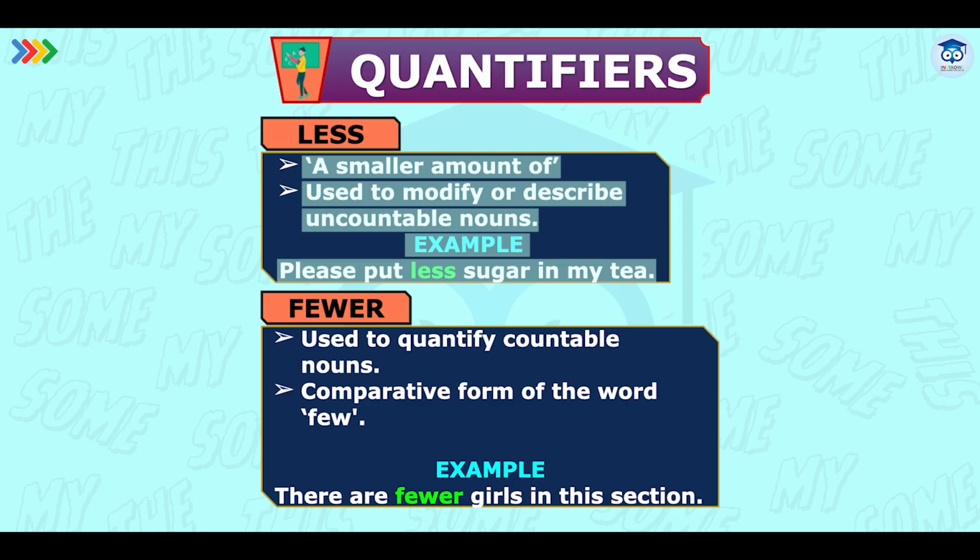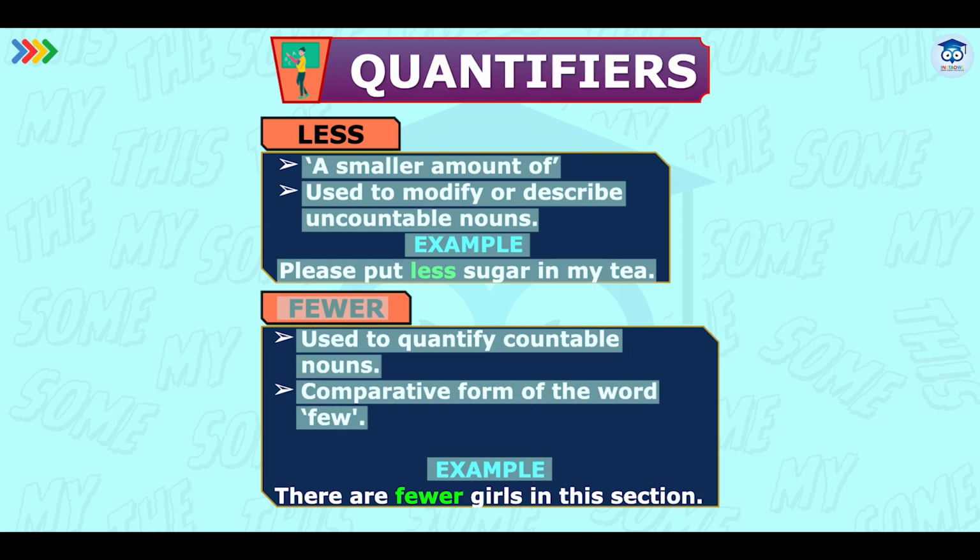On the other hand, fewer is used when we are talking about countable nouns and is the comparative form of the word few. For example, in this sentence, there are fewer girls in this section. We use fewer because girls is countable and we are making a comparison.